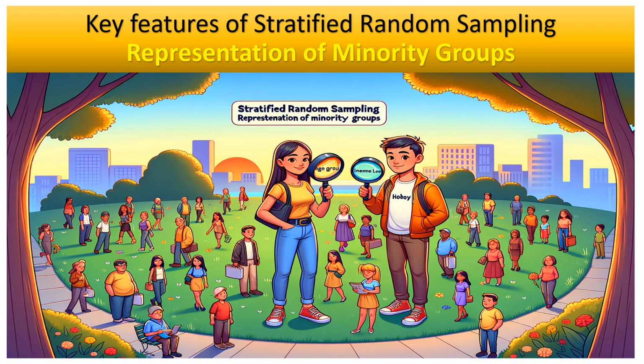Representation of minority groups. This method is particularly useful when the population includes minority groups that may not be adequately represented in simple random sampling. By stratifying, researchers ensure these groups are included in the sample in proportion to their presence in the population.